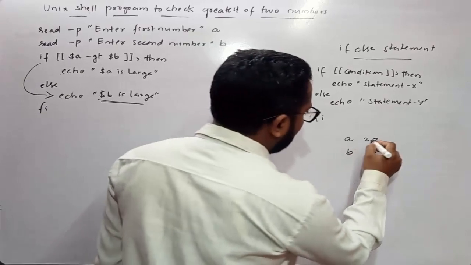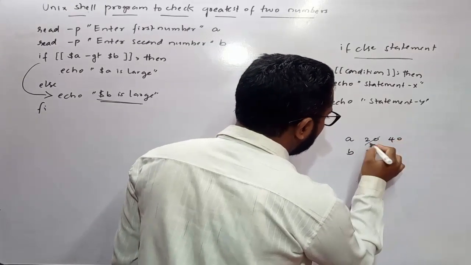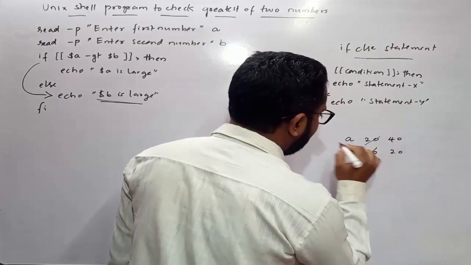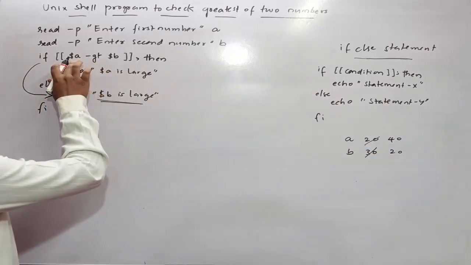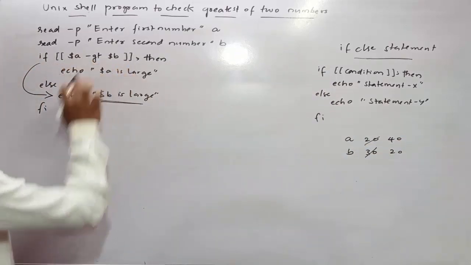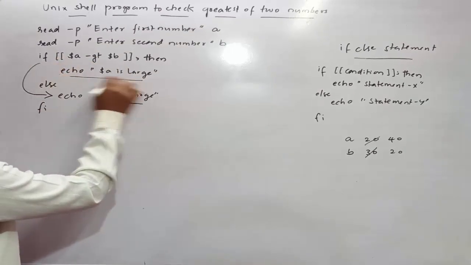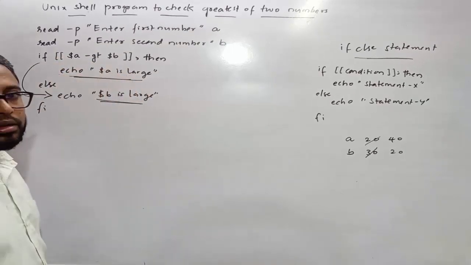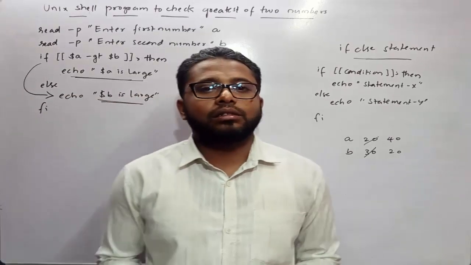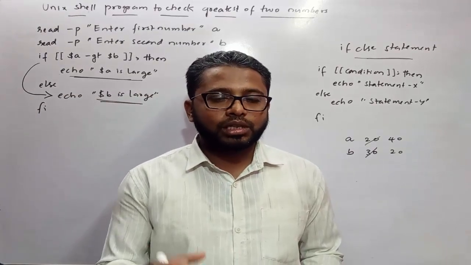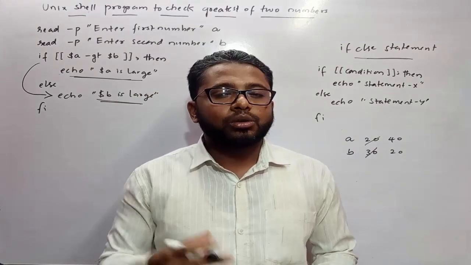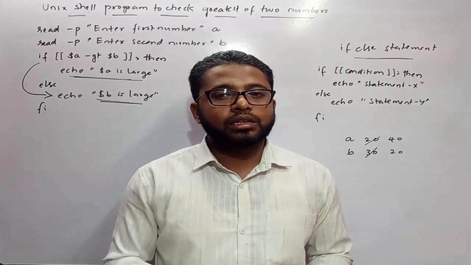Suppose you have 40 stored inside a and 20 stored inside b, then the condition checked here is 40 greater than 20. Yes, the condition becomes true. That's why control will come inside the if to execute "40 is large". Okay, so this is how you can write a simple program using if else statement to check out of two numbers which one is the largest number.